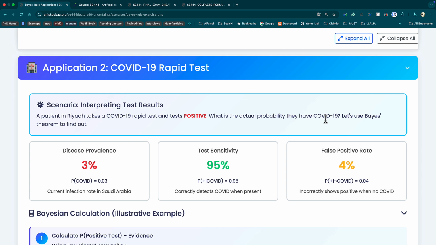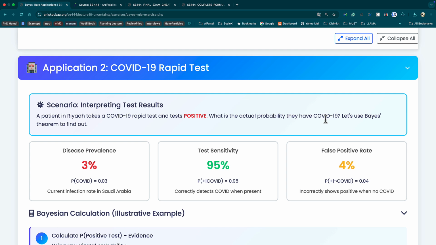Now, what is the first question we need to ask? What is the posterior? What is the evidence? We have a positive test. We have observed that, so we consider this the evidence. What is our posterior? Is it COVID or not COVID? So what are we going to calculate? COVID given positive. Excellent, this is the most important thing.